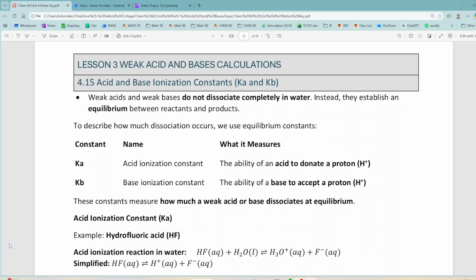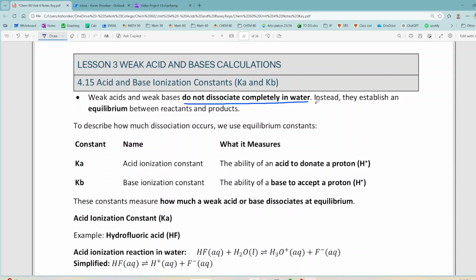All right, lesson 3. Let's make a switch. So, lesson 1, we learned all about acids and bases and what it means to be a weak acid and base. Then we focused on the strong acids and bases for all of lesson 2. And then in lesson 3, we're going to come back to that concept of weak acids and bases and do some calculations.